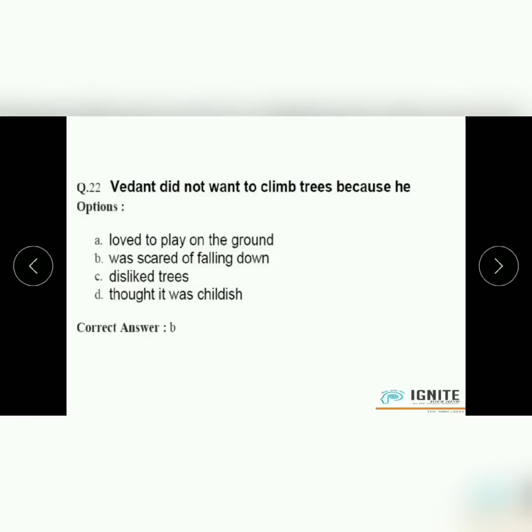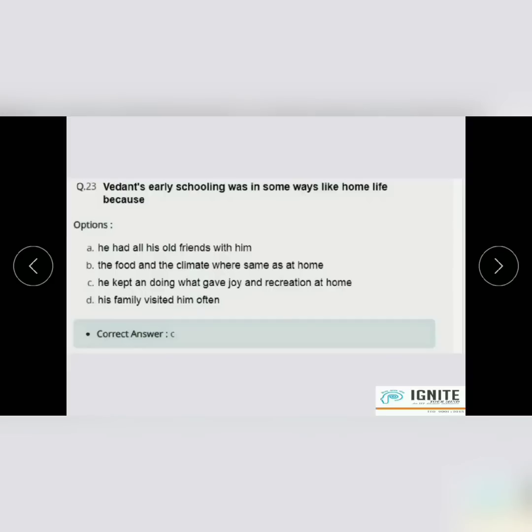Therefore, the answer was scared of falling down. The last question based on this second passage: Vedan's early schooling was in some ways like home life, because the 4 options are here.